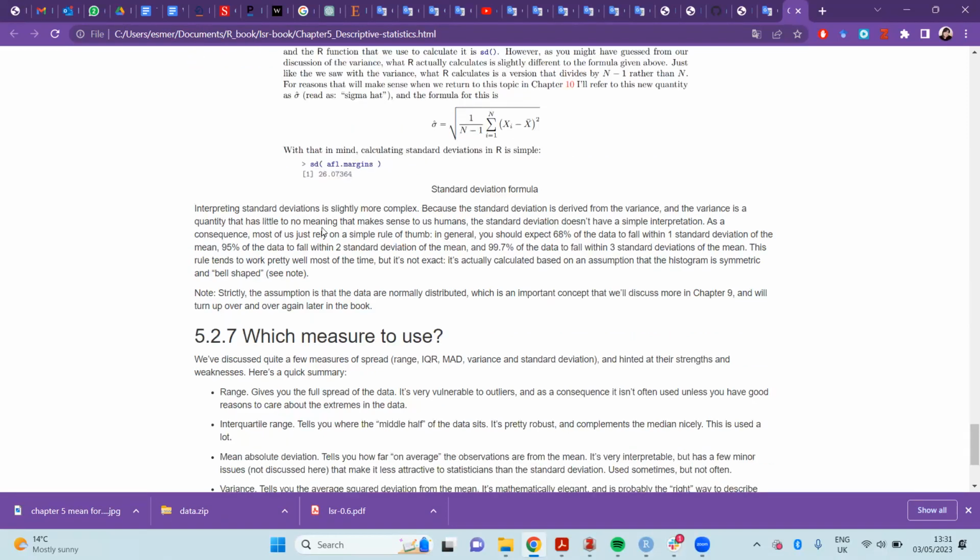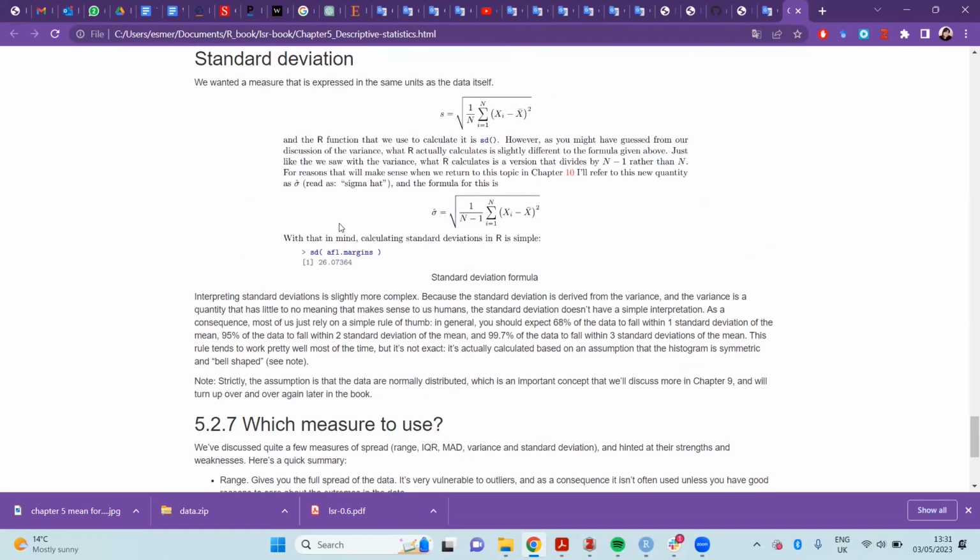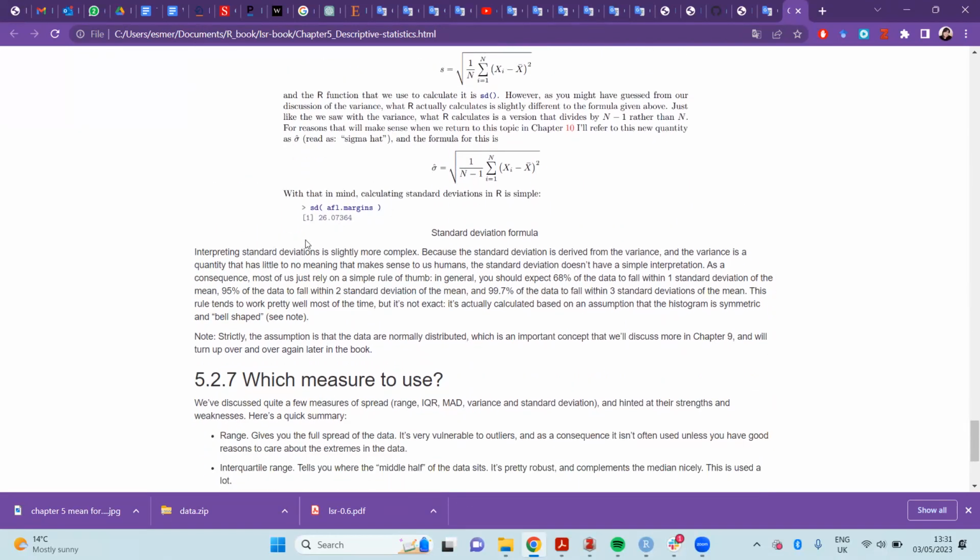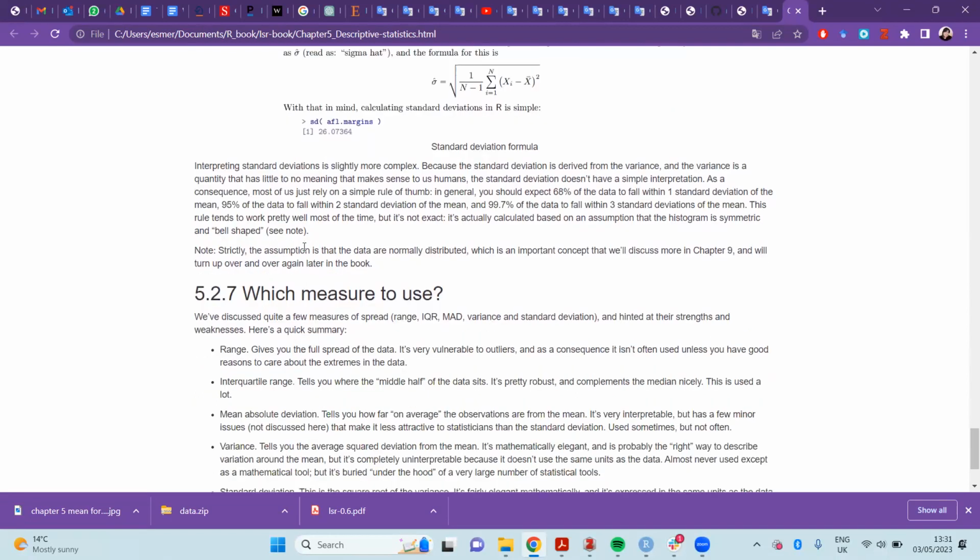Interpreting the standard deviation gives us more reasonable numbers, but it's complex, because the standard deviation is derived from the variance, and the variance is a quantity that has no meaning that makes sense for humans. Therefore, the standard deviation doesn't have a simple interpretation. As a consequence, the standard deviation is interpreted with rules.